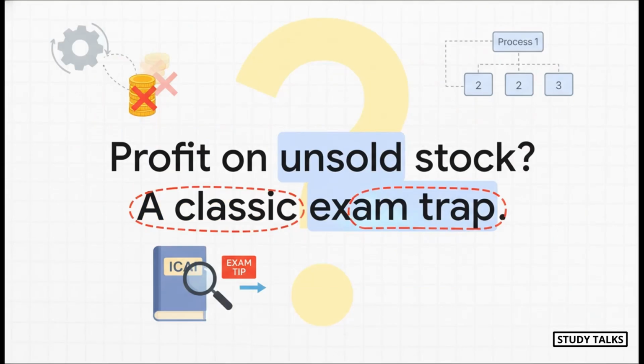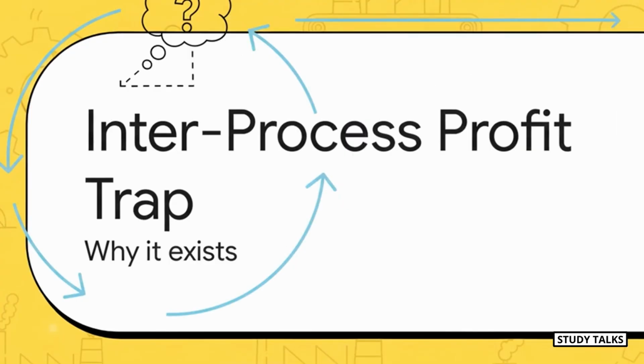So let me ask you something. How is it even possible to have profit tied up in your closing stock? I mean, you haven't even sold the stuff yet. It feels totally wrong, right? Well, my friends, this is one of the all-time classic traps that ICAI loves to set in process costing problems. But don't you worry, by the time we're done here, you'll see it coming a mile away and know exactly how to handle it. All right, first things first, the inter-process profit trap.